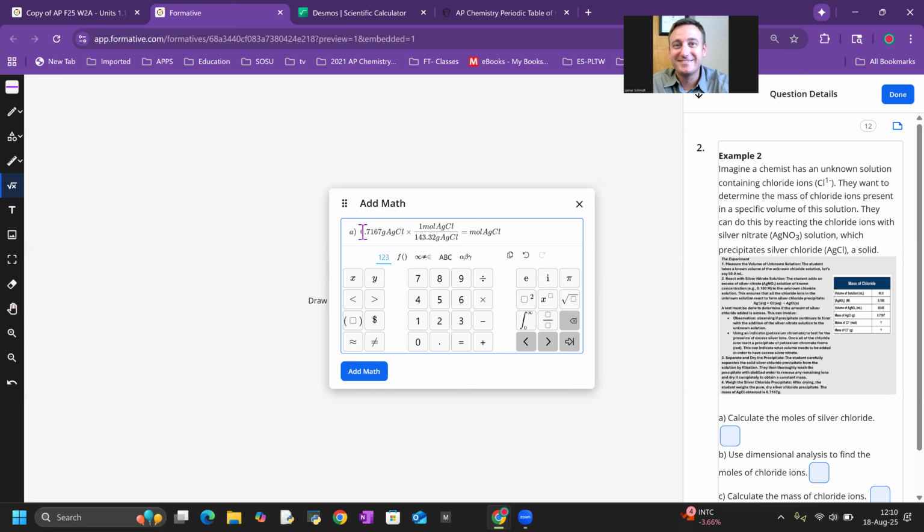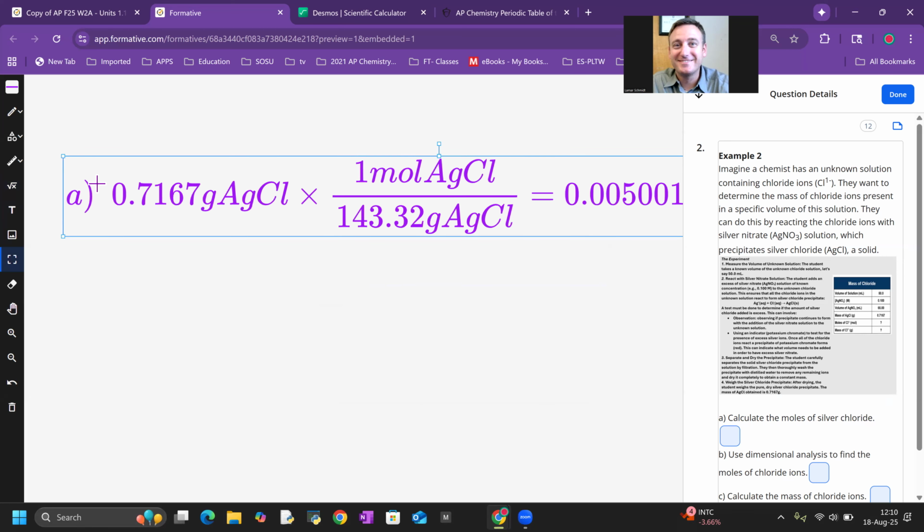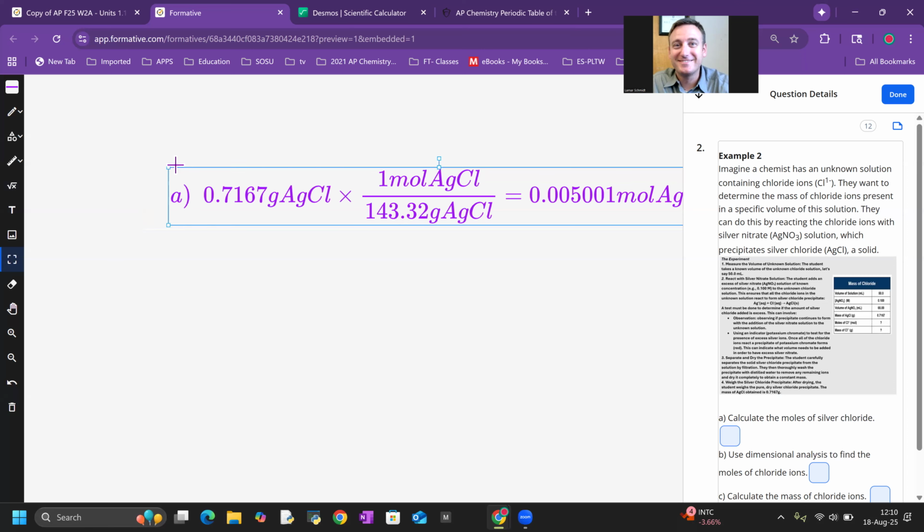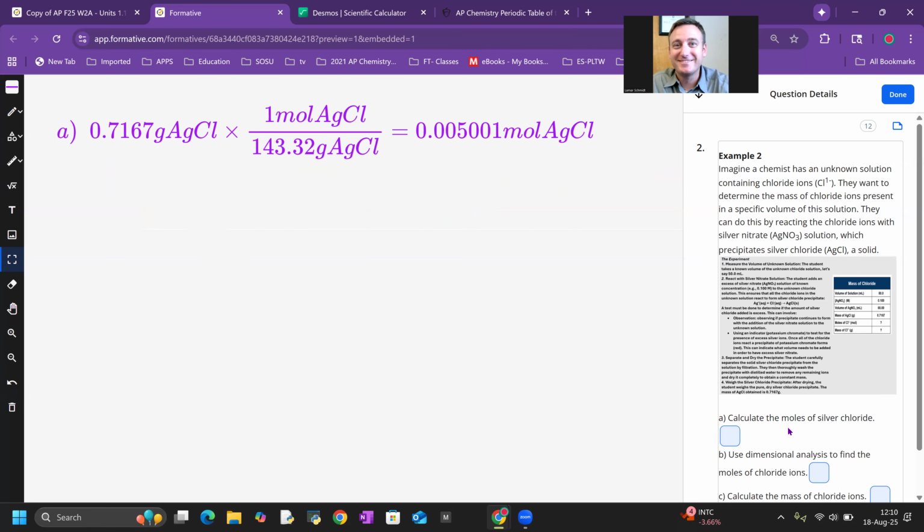Plug this into your calculator, 0.7167 divided by 143.32, and you end up with 0.005001 moles of silver chloride. And so that takes us through part A, is it asked us how many moles of silver chloride are, or to calculate the moles of silver chloride. And so we did. We already were given the mass, and now we converted to moles.